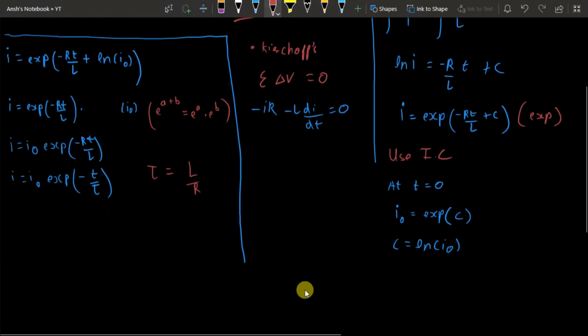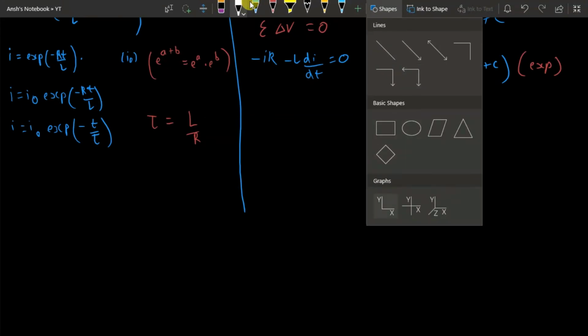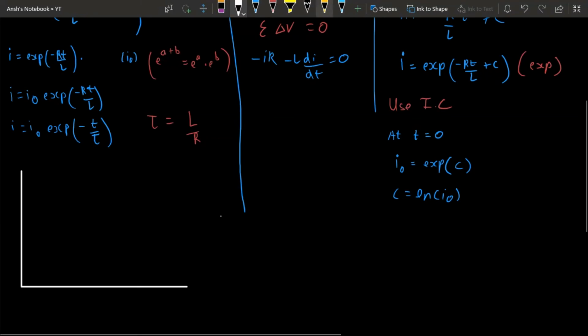But if we were to plot I as a function of time, the plot would be as follows. On the x-axis we have time. On the y-axis we have current in the circuit. So at time t equals 0, the current in the circuit was equal to I naught, and then it will exponentially decay with time and eventually approach 0, achieving 0 current at infinitely long time.